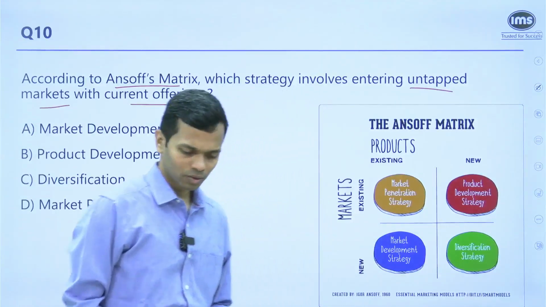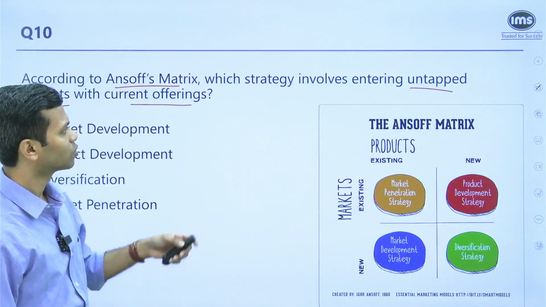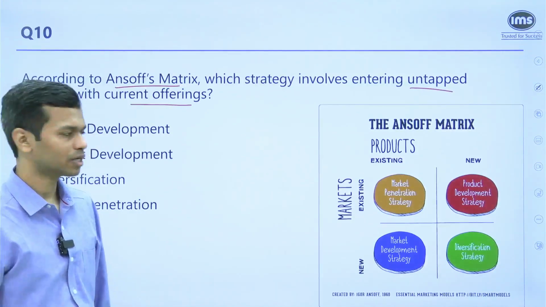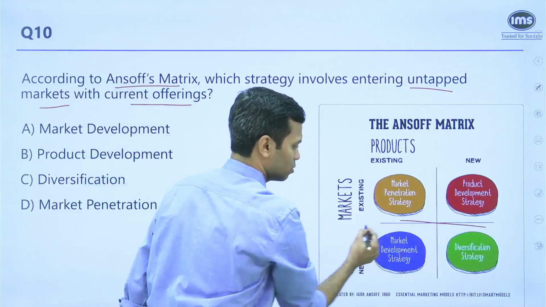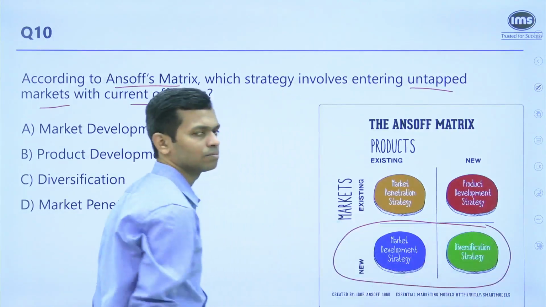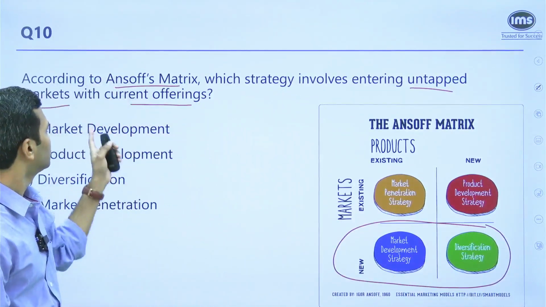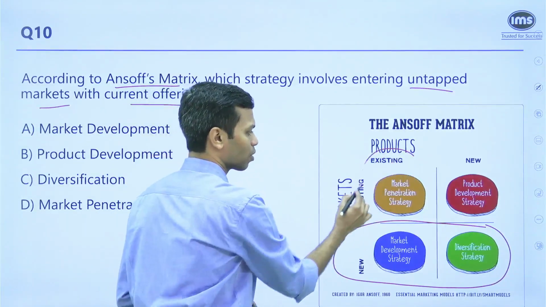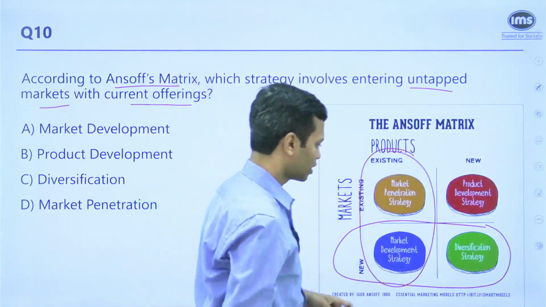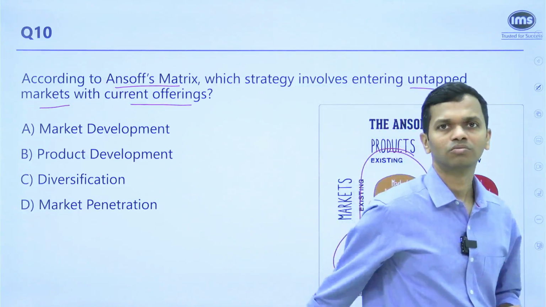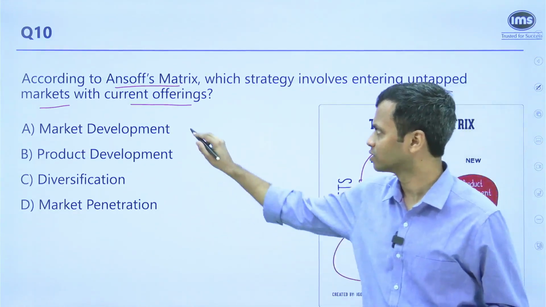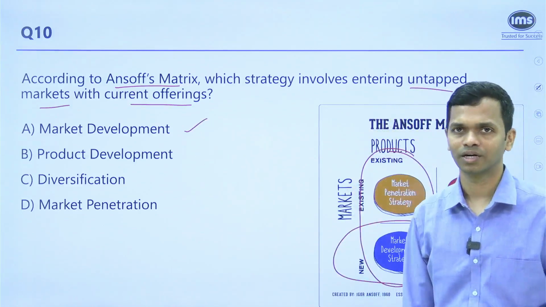So let's go back to our question and understand what it is talking about. It says entering untapped market. So we are talking about new markets. So our answer is going to be something from this, correct? And then it says with current offerings. So you already have a product, which is the existing product. That is why the intersection of the two things that I've drawn talks about market development strategy. So our answer is going to be market development.